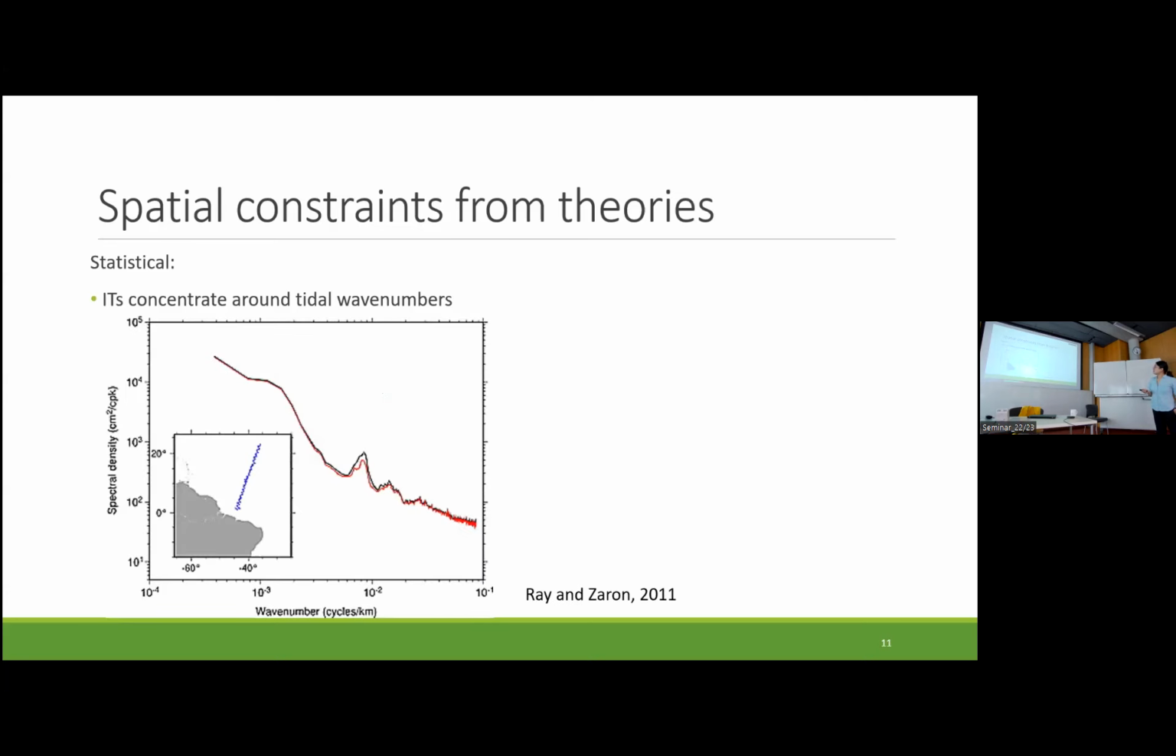And this has indeed been observed from satellites too. For example, here you can see a bump here and another bump here, and they should roughly correspond to the first and second tidal wave numbers for the M2 tides.